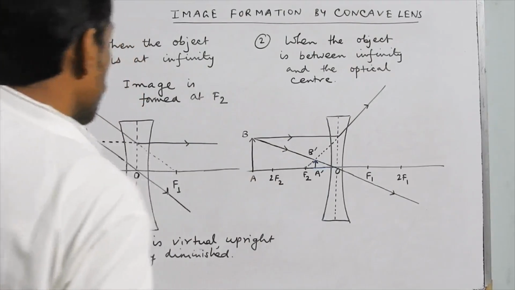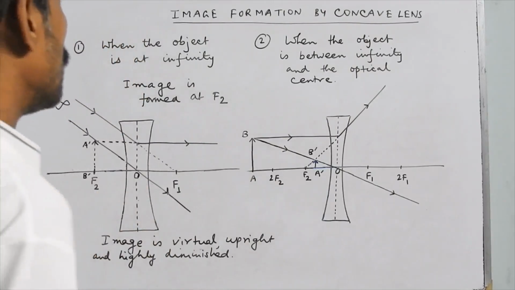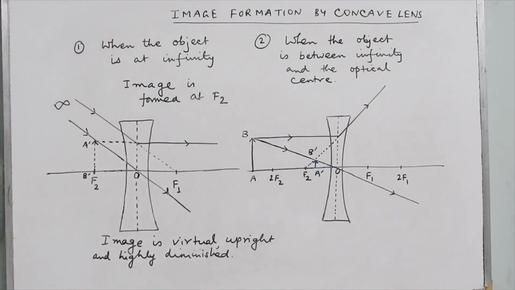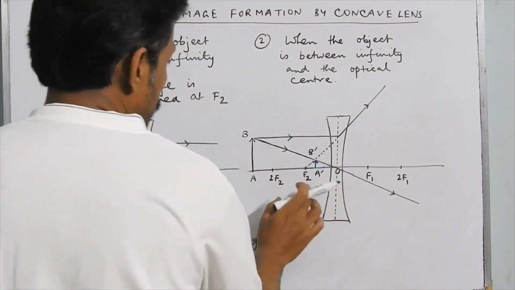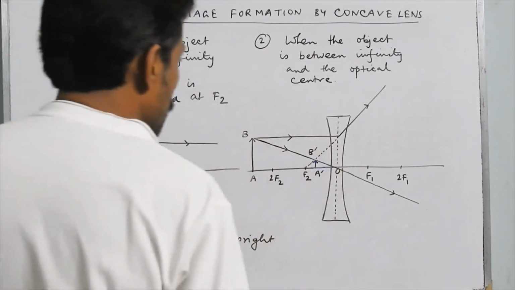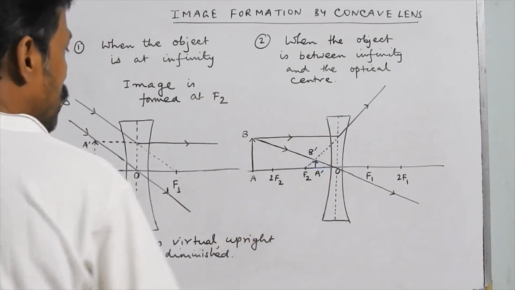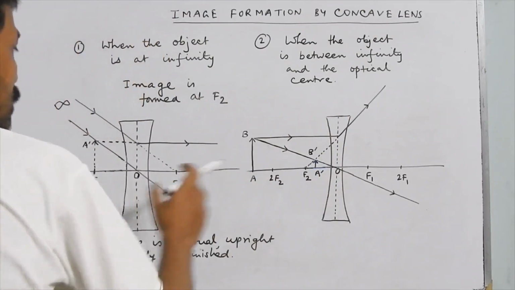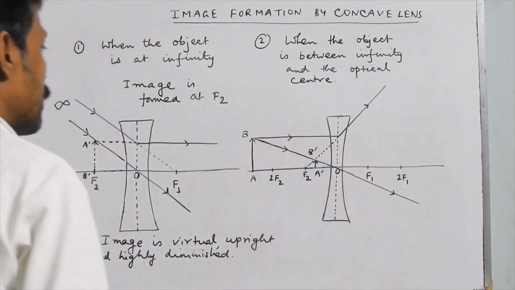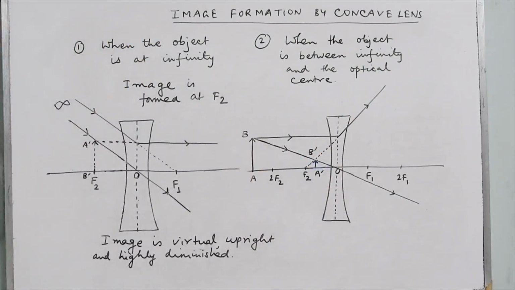Now in this situation, wherever the object is, between infinity and the optical center, I can say that irrespective of the position of the object, the image formed by a concave lens is virtual, upright and diminished, and it is always formed between the second principal focus and the optical center of the lens. It doesn't matter whether the object is beyond 2f2, at 2f2, or between 2f2 and f2, the image is always formed between the optical center and the second principal focus. It is virtual, erect and diminished.